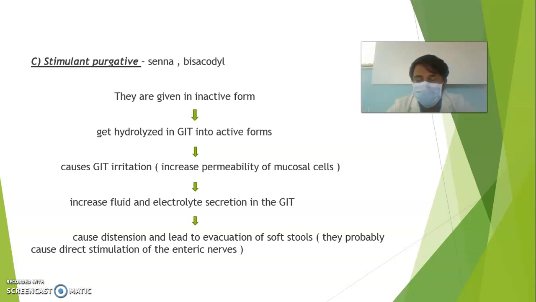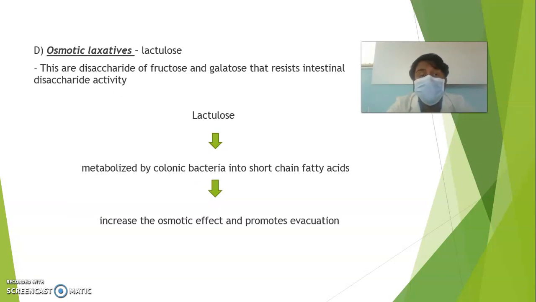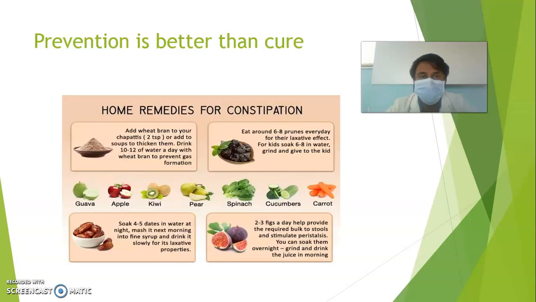Okay. Next, there are osmotic laxatives such as lactulose. So what is lactulose? It is a disaccharide of fructose and galactose that resists intestinal disaccharidase activity. So what will happen? When you take lactulose, it is metabolized by colonic bacteria into short chain fatty acids, which will increase the osmotic effect or pressure and promote evacuations.